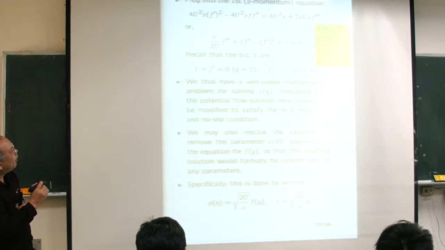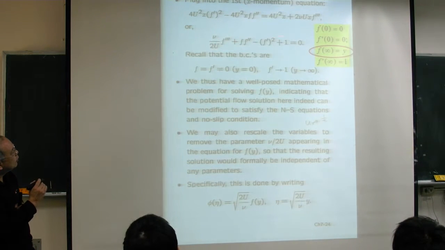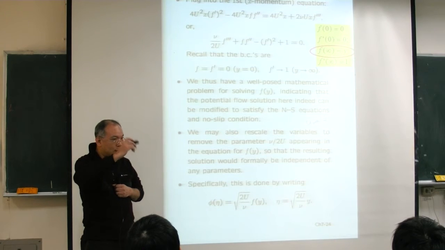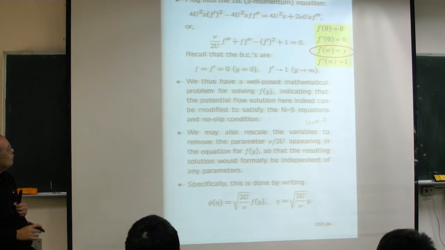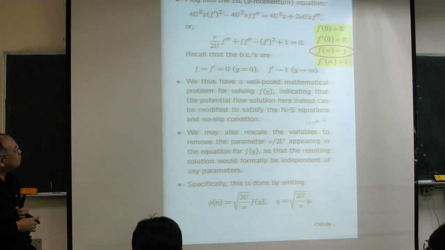Okay. So we can simplify our governing equation and try to find the solution form with f triple prime. Okay. This governing equation, with the remaining 3 boundary conditions, these 3 boundary conditions, this and this and this here, and we can solve this. Okay. So this is a well-posed mathematical problem. Try to solve this function of f(y). Okay.